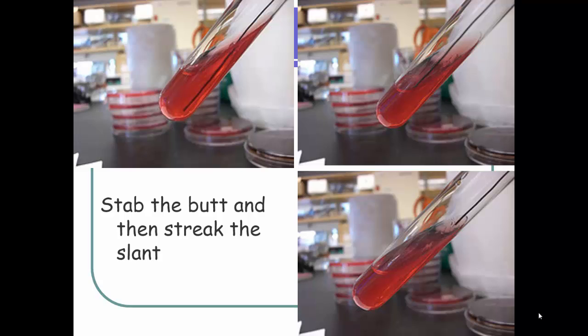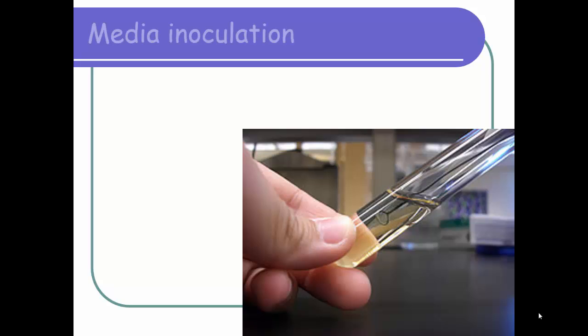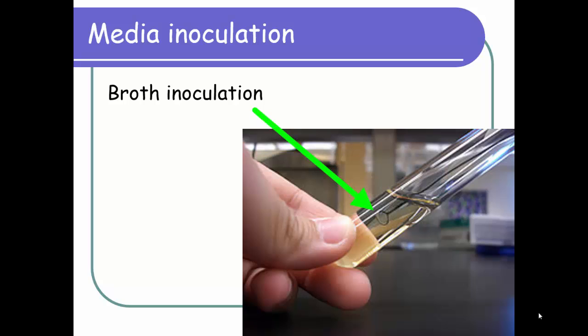To do a slant tube, we use a method called stab the butt and streak the slant. We take the inoculating needle, immerse it into the inoculum, or take a colony from a plate. We stab down to the bottom of the tube, and then as we come back out, we streak along the slant. A broth tube will be inoculated using the inoculating loop. We take a colony or a loop full of other inoculum media and swish it around in the liquid.